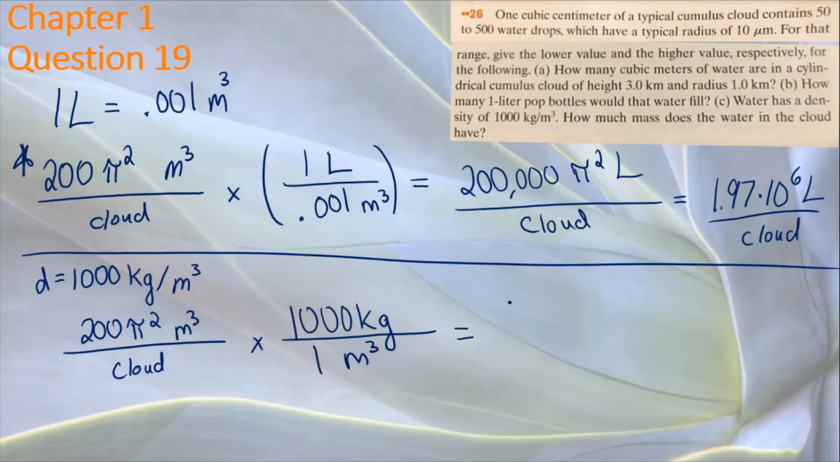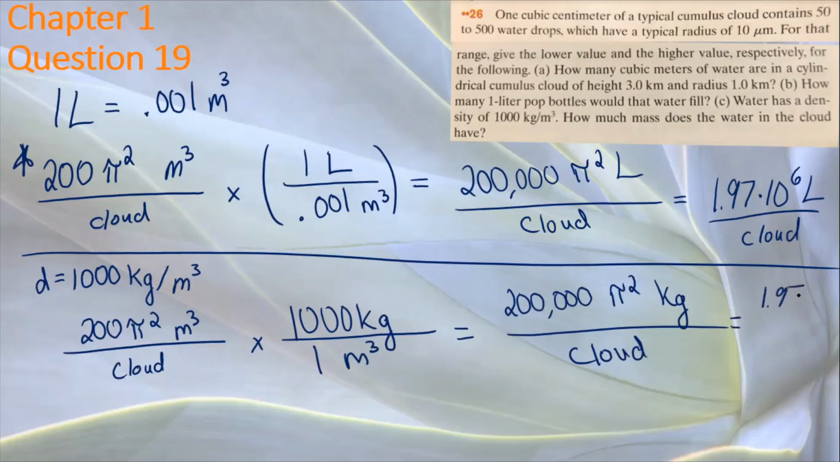So we're going to end up with 200,000 pi squared kilograms per cloud. And so this is actually the same numerical answer, but with different units as the previous question, and that's kilograms per cloud.